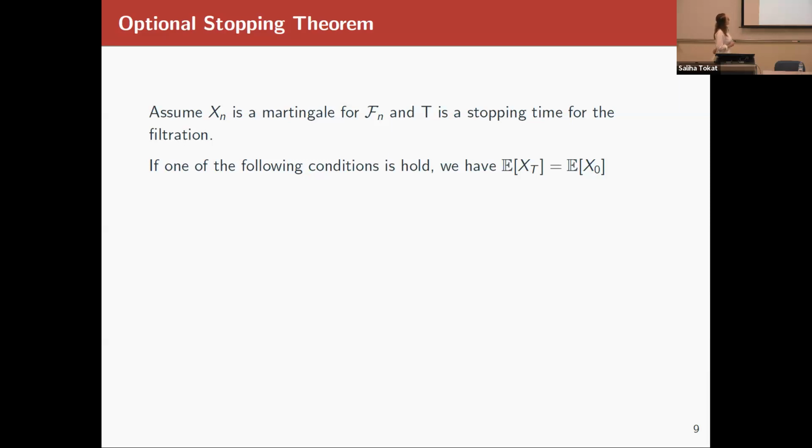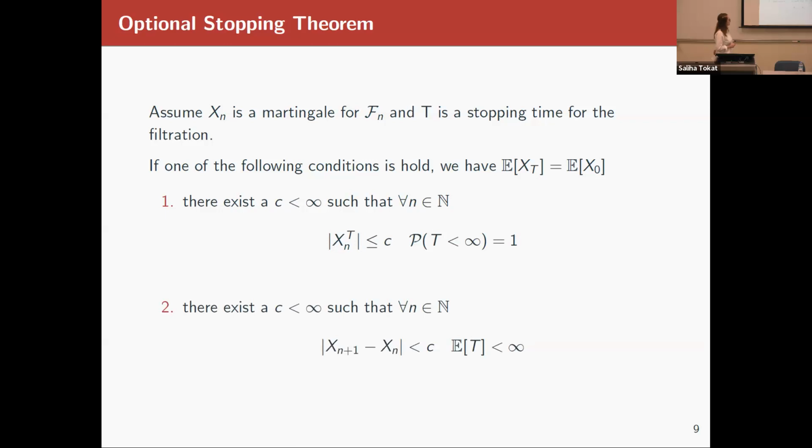Assume xn is a martingale for Fn, and t is a stopping time for that filtration. If one of the following conditions holds, we have the expectation of xt is equal to the expectation of x0. What are the conditions? First, our stopped martingale is bounded by c, and t is finite. Second, the difference here is bounded by a constant, and t has finite expectation. To get this, we don't have to hold both. We have to hold just one.